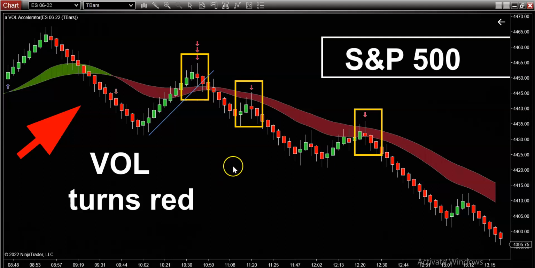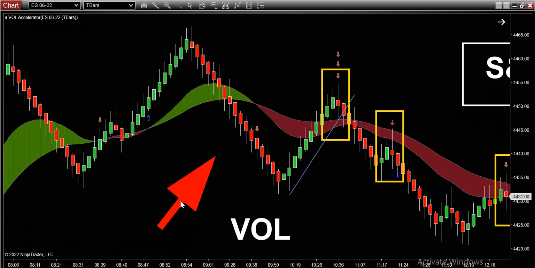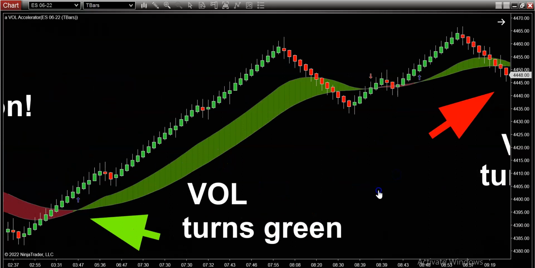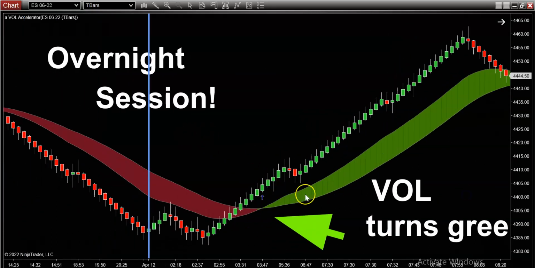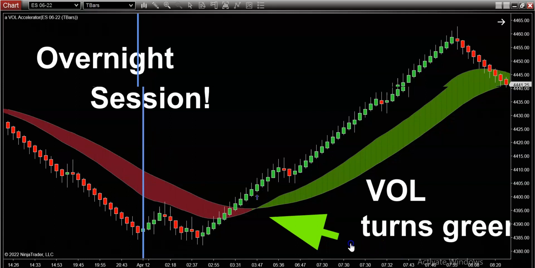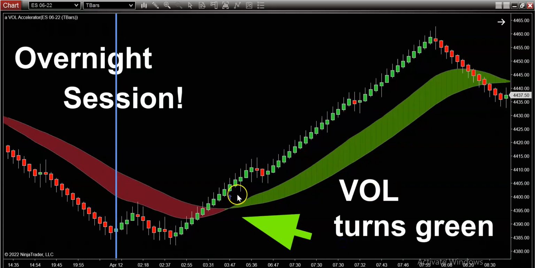But I'm not done, folks. I want to show you one additional cool pattern from today. Check this out. Folks, look at the overnight session. Right? This blue vertical line is midnight on the dot. And just look at how this volume indicator turned green right on the nose and just ripped for another 200, 250 ticks and pips. All right, folks.